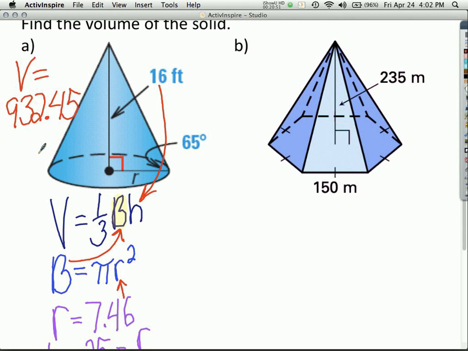So everyone punch in 7.46 for me, and then push the x squared button. Now hit times, and now push the pi button. Now push the equal button. Now we've got big B. Now leave that in there. You should have 174.8 and so on. Correct? Now we have to take big B, multiply it by 16, divide by 3. So multiply by 16, divide by 3.